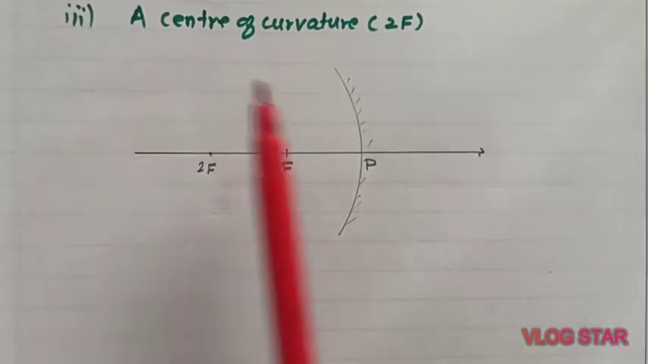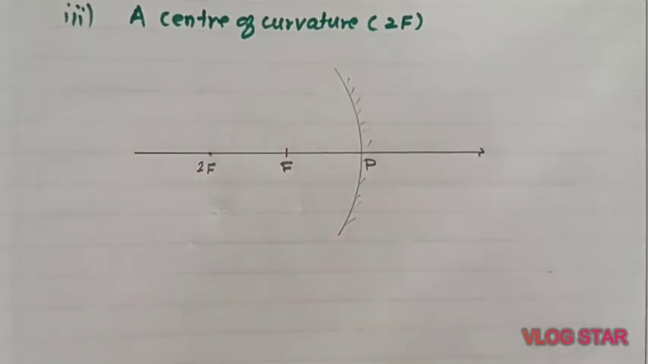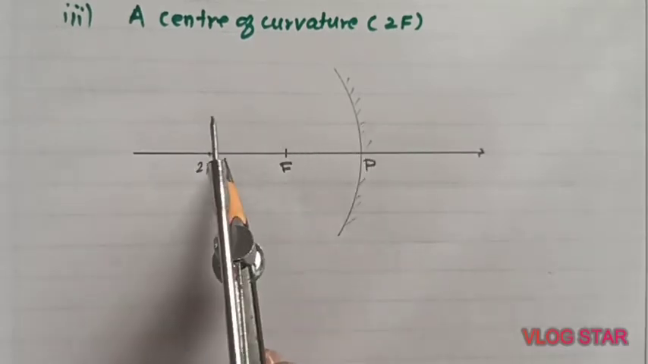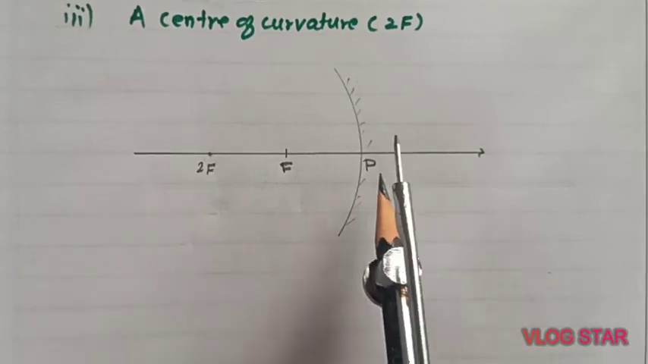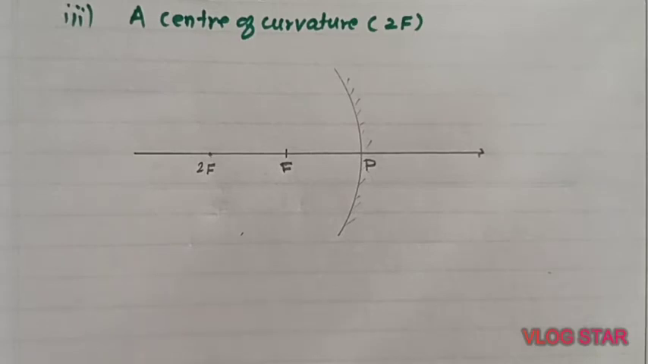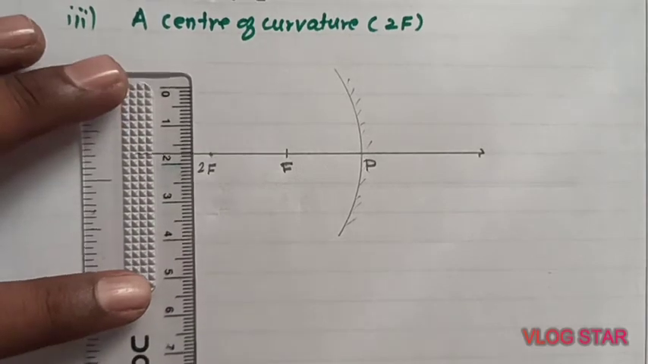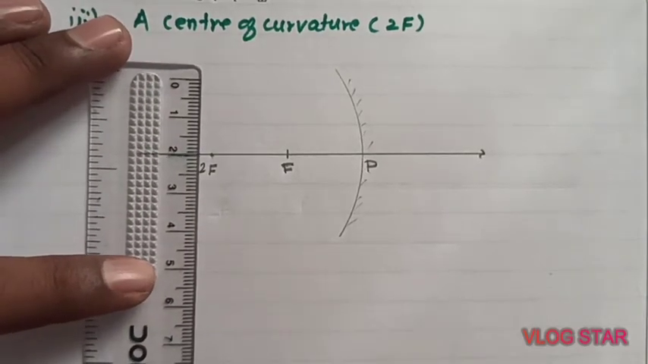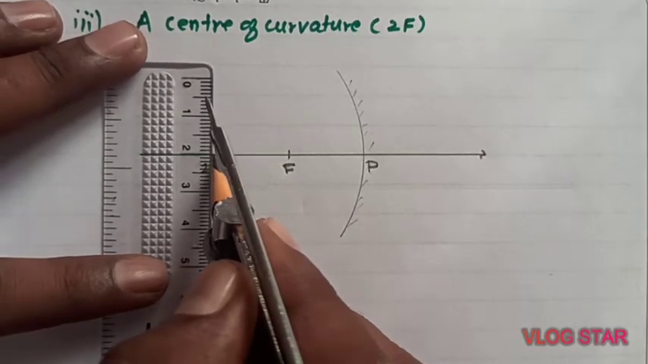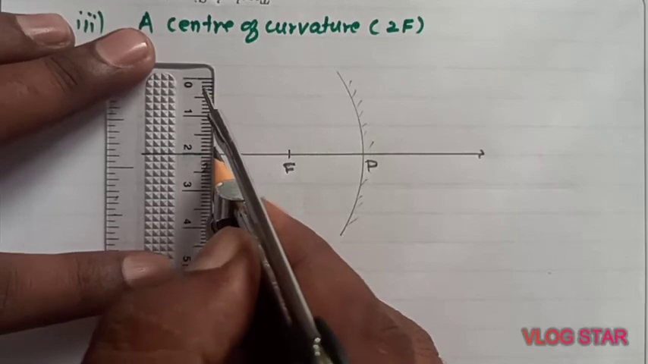So this position is more crucial and important, and difficult to draw also. Difficult in the sense that your measurements should be accurate. So I have taken 4 centimeter as the radius. F should be the exact midpoint of 2F and P, the pole, which means it is 2 centimeter. Now we are placing the object at the center of curvature. Now I will not use a sketch pen to trace it because I want more accuracy, so I am using a pencil. So your object should be exactly perpendicular.